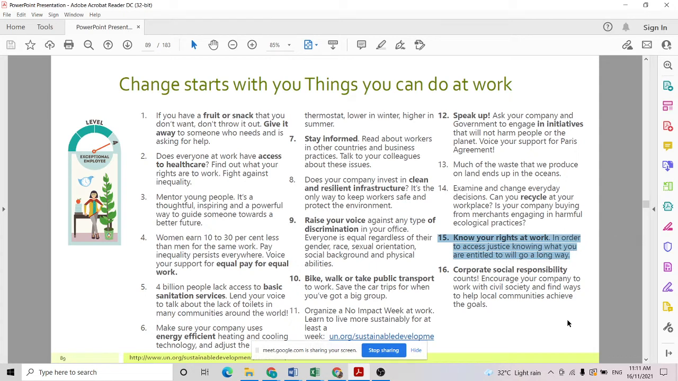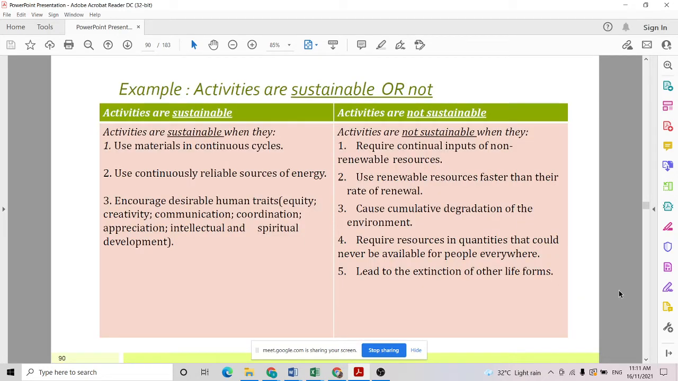Okay, so you know what your capabilities are. That also includes being sustainable. These are example activities that are sustainable and not sustainable. Sustainable means you use continuous recycling, a continuously reliable source of energy, and encourage desirable human traits: equity, creativity, communication. Okay, so this is an example of not sustainable.